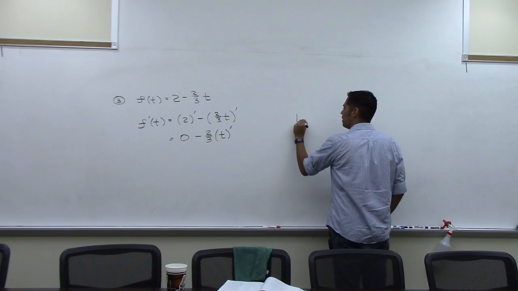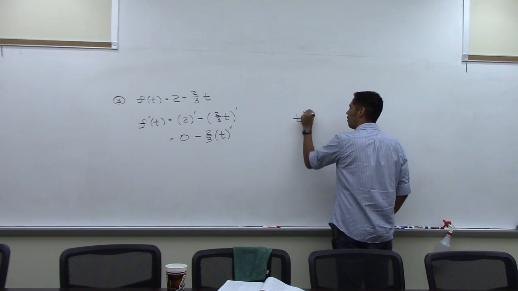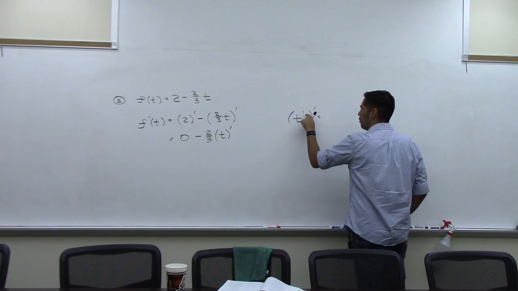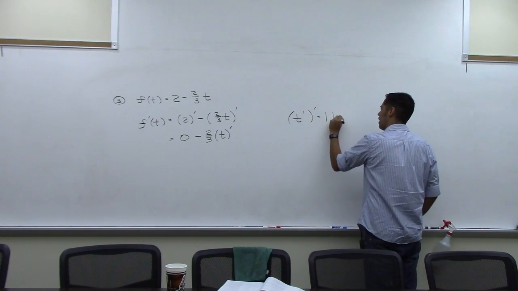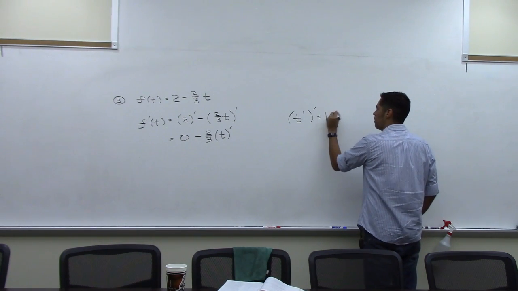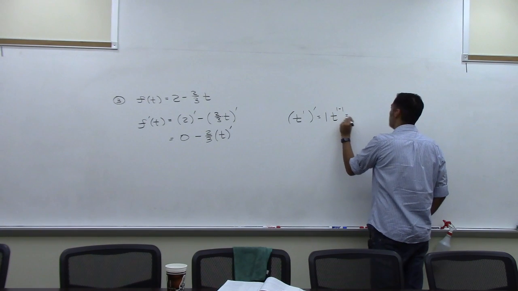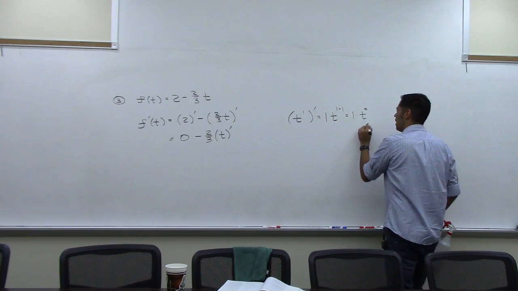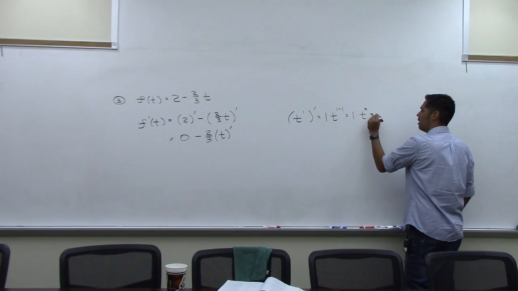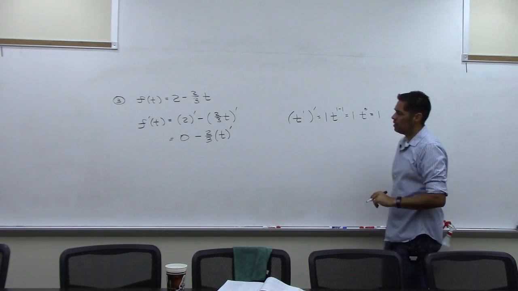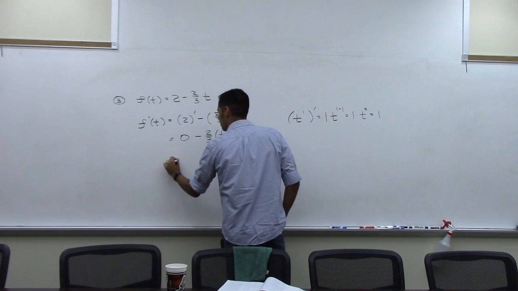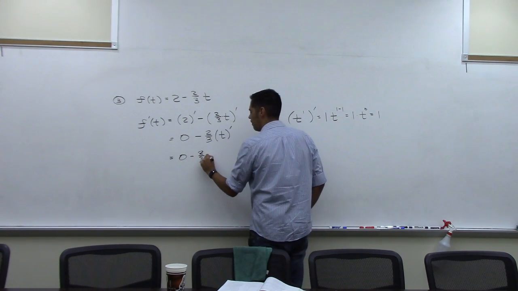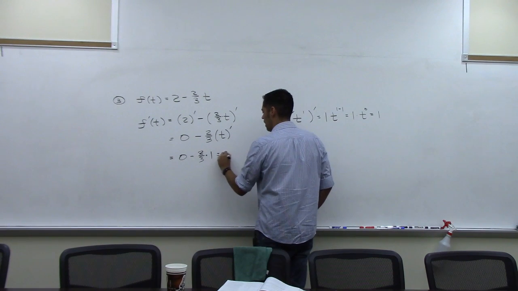But the reason why is because we start with t to the first power. That's t. When we take the derivative of it, we move the power out, 1. Then we have t, and then we subtract 1 from the power, 1 minus 1. This gives us 1 times t to the 0, and t to the 0 is 1. So we get 1 times 1, that's 1. So we should get 0 minus 2/3 times 1, which should just be negative 2/3.